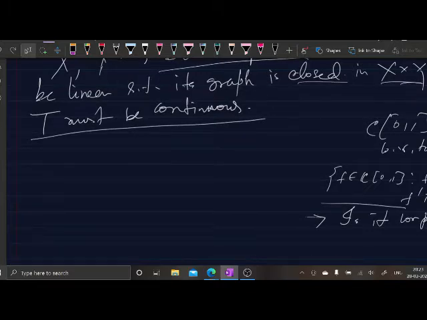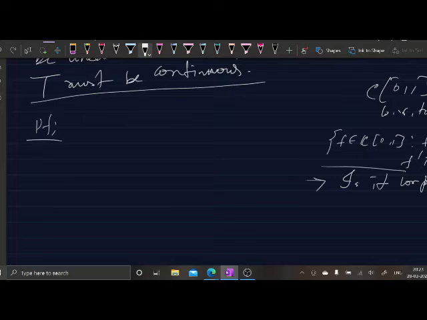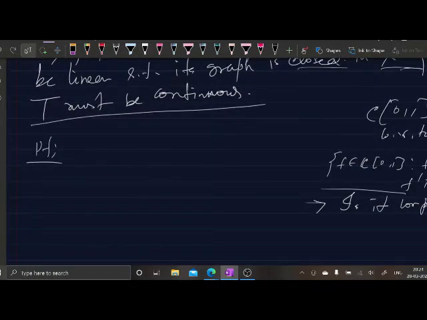Now the proof starts by defining a norm on the space X cross Y. So what is that? The norm of (x, y) will be defined as norm x plus norm y.